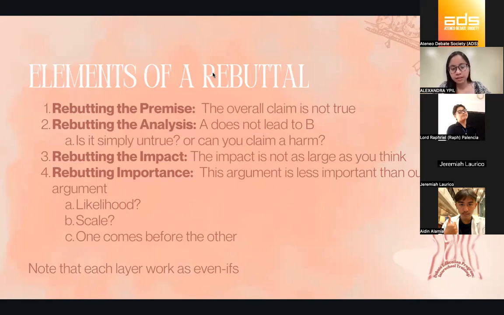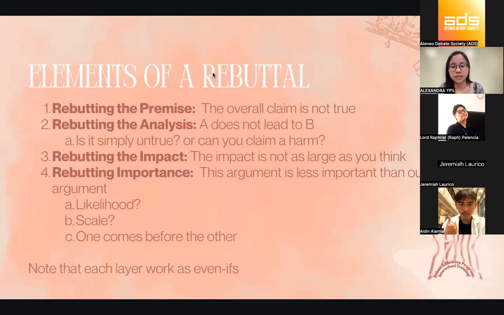So that's why it's important to distinguish, when you're rebutting analysis, if you're simply going to neutralize it, or you can actually explain that the other side has it worse. The third is you can rebut the impact. So this portion, step 3 and 4, are mostly on even ifs, and the third step is mitigation. So you explain that the impact is not as large as the other side explained it.